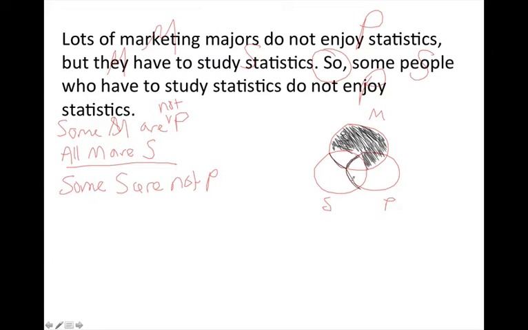Okay, so here's the P area that we have to stay out of, and then here's the M area that we need to stay in order to diagram the claim some M are not P. So we're going to put an X in the area of M that's outside of P. Sorry, I didn't mean for this line to go over. That was an accident, and I don't think I know how to erase. But in any event, we're in this area of M that is outside of P. We can't put an X here because it's all shaded. So we have to put our X here.